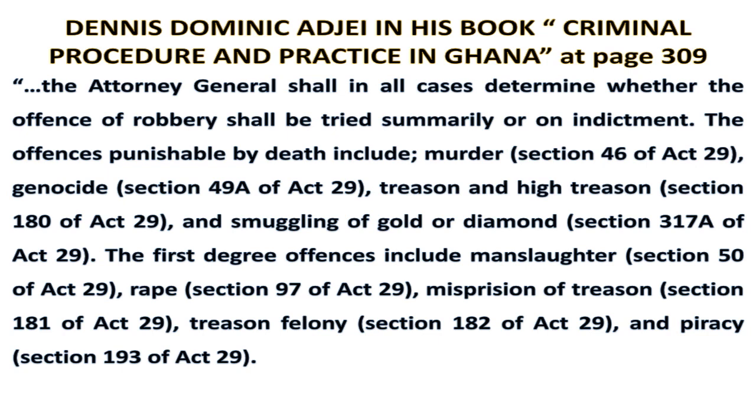The other offenses punishable by death include murder, criminalized under section 46 of Act 29, genocide, criminalized by section 49A of Act 29, treason and high treason, criminalized by section 180 of Act 29, and smuggling of gold or diamond, section 317A of Act 29. The first degree offenses include manslaughter, criminalized by section 50 of Act 29, rape, criminalized by section 97 of Act 29, misprision of treason, criminalized by section 181 of Act 29, treason felony, criminalized by section 182 of Act 29, and piracy, contrary to section 193 of Act 29.